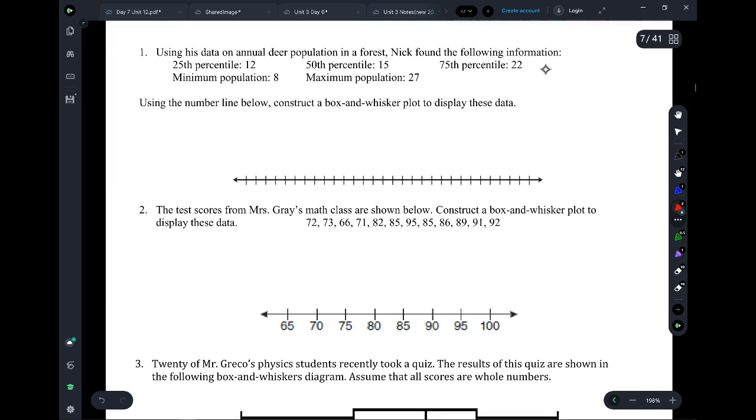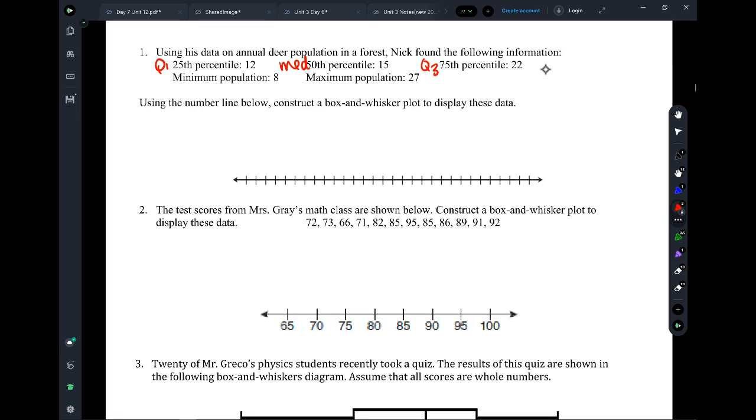So using this information, we're going to try and answer some questions about other box and whiskers, or maybe create some more on our own. Using the data on annual deer population in a forest, Nick found the following information. The 25th percentile, which we know is Q1 now because each quartile is 25%, the minimum is 8. The 50th percentile, otherwise known as the median, is 15. The maximum is 27. And the 75th percentile, that's going to be our Q3, is 22.